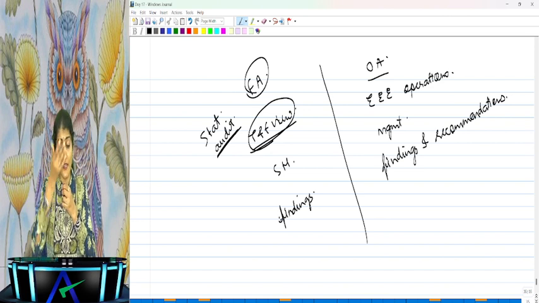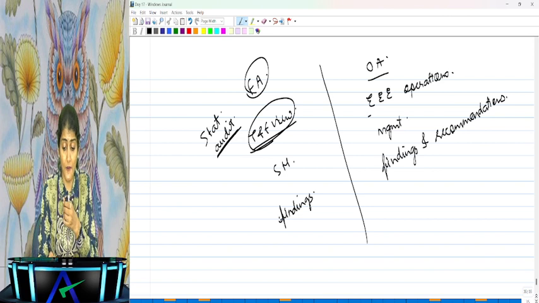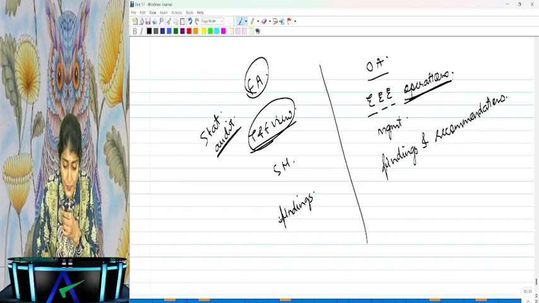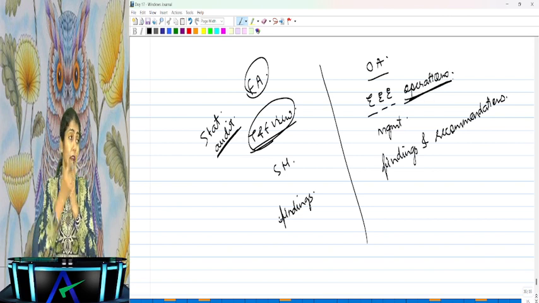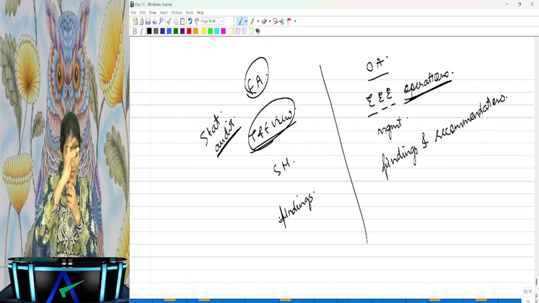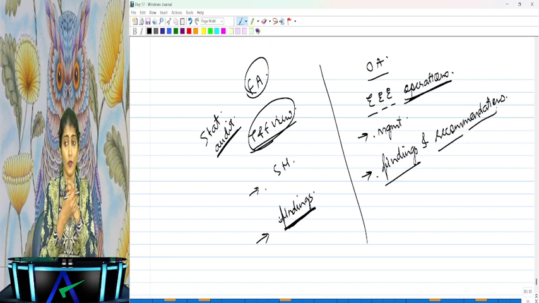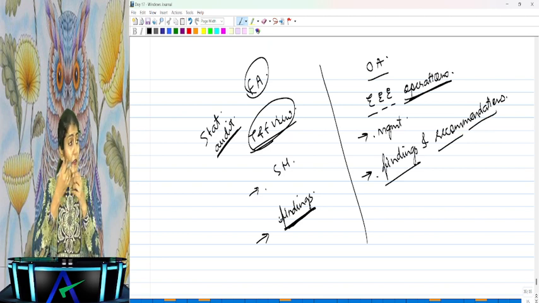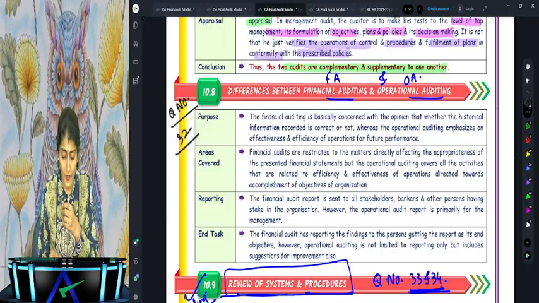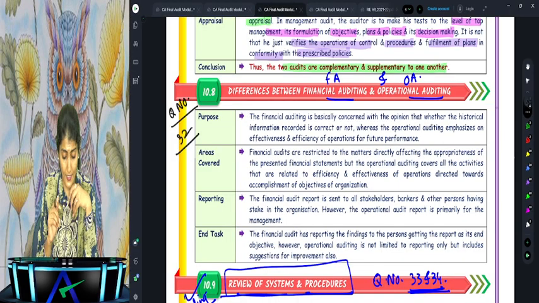Operational auditor, he expresses an opinion on the efficiency, economy, and the effectiveness of the operations in an organization. Financial auditor, he reports to the shareholders. Operational auditor, he reports to the management. Financial auditor, he reports only the findings. Operational auditor, he will not only report the findings, but he'll also give his suggestions, the recommendations for the improvement. Are you understanding that? Okay, right.